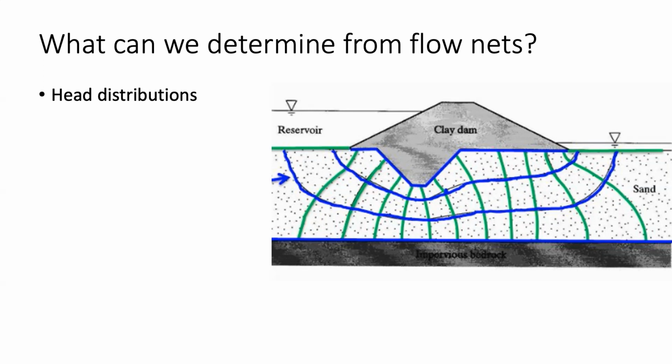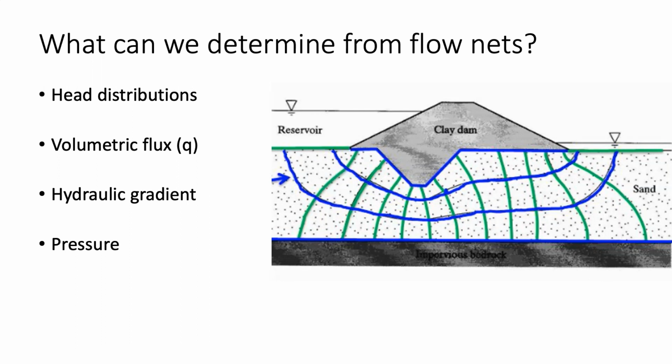So anywhere within here, if we put a dot in here, we can determine the head distributions. We can determine the volumetric flux. So if we were in this spot here, through these two flow channels, we know what the change in head is. We know what the hydraulic properties are of that system. Then you can determine your volumetric flux. We can determine the gradient of these systems, and we can determine pressure at any point in these systems as well, and the velocity of your system too, if you know the effective porosity.